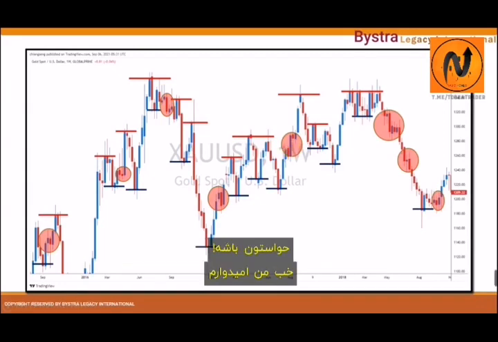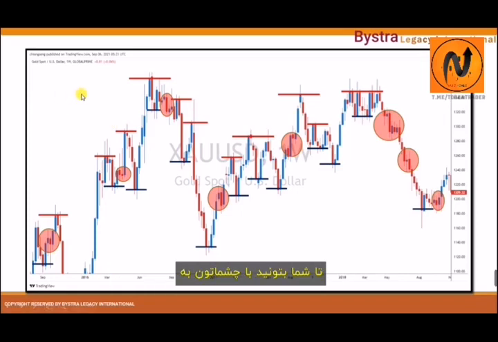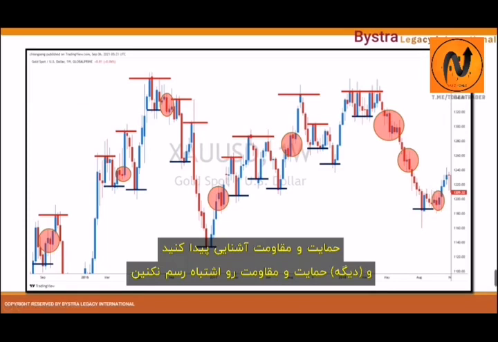Just watch out. I hope you're able to practice this. Try to go and look at the charts and draw as much support and resistance as you can, so that you can get your eyes familiarized with support and resistance, and do not mark the wrong support and resistance.